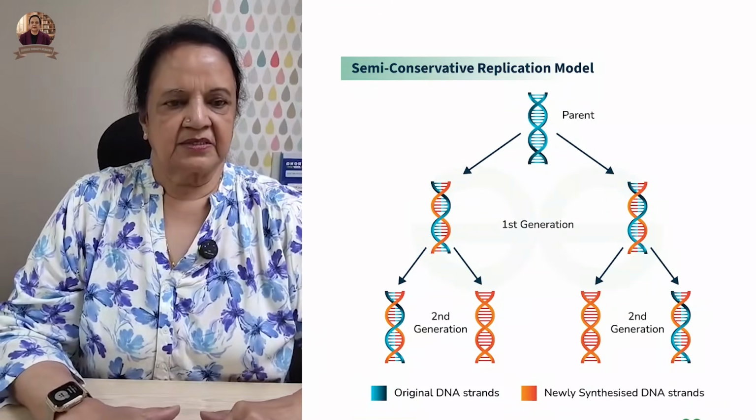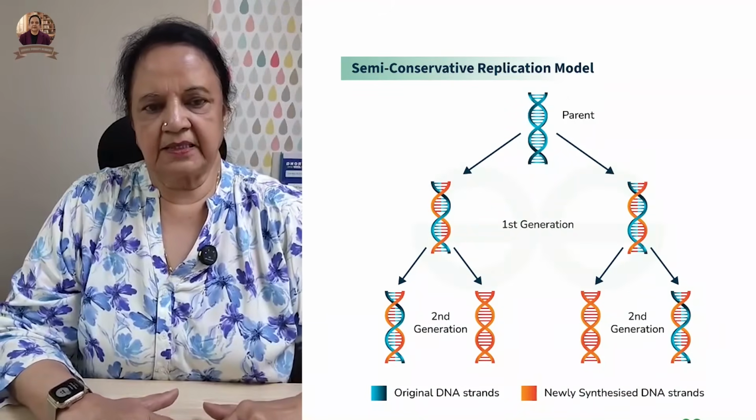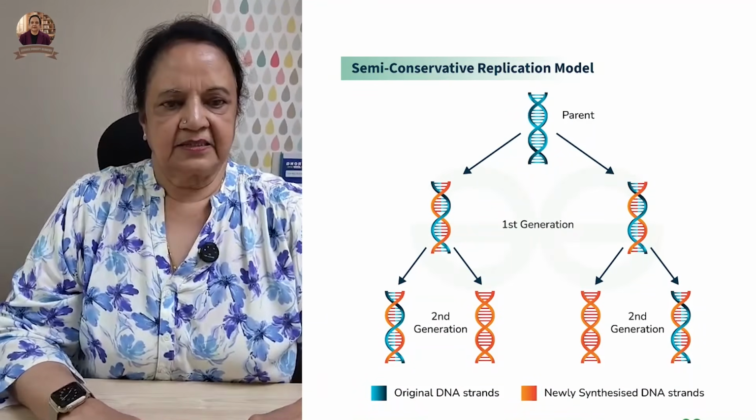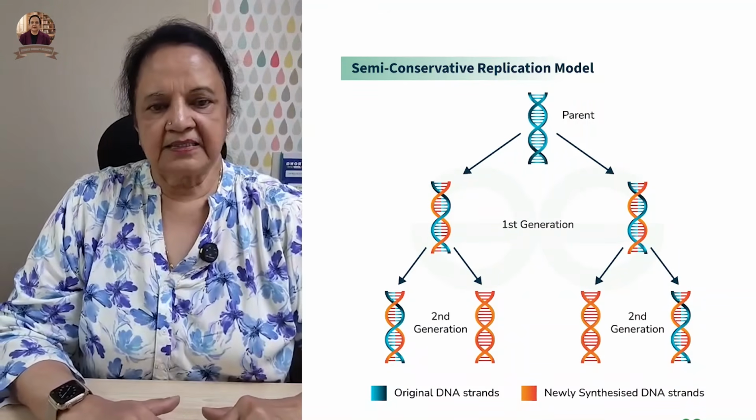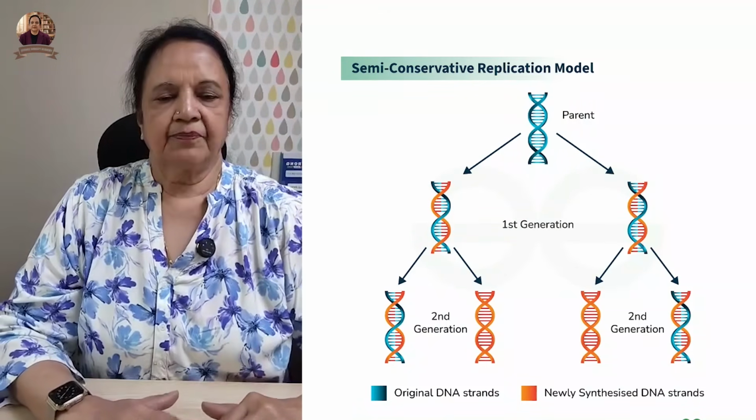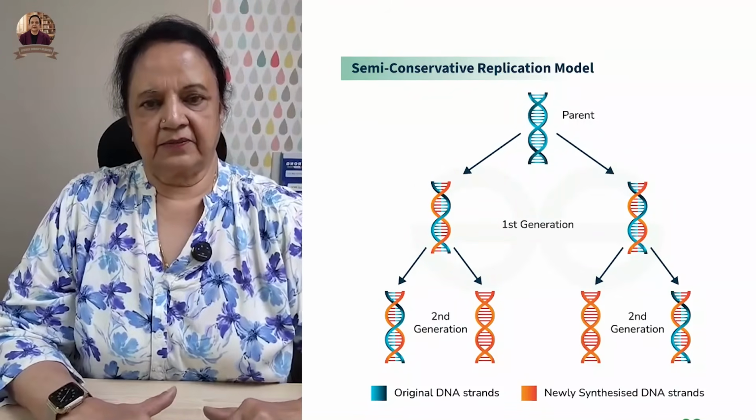After two generations, they found two bands, one of intermediate density and one of light density. This perfectly matched the prediction of the semi-conservative model, confirming that replication is semi-conservative.